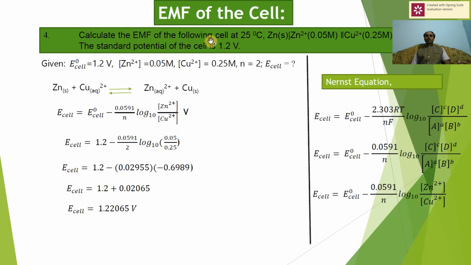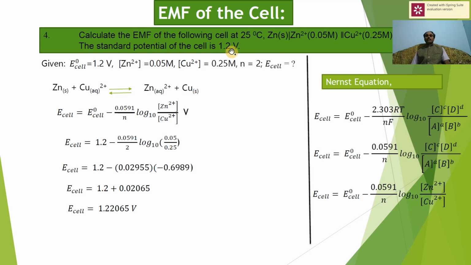Calculate the EMF of the following cell at 25 degrees Celsius. Zinc, zinc sulfate, Zn2+ molar concentration of 0.05 molar, double vertical line, that is the salt bridge, Cu2+ 0.25 molar, vertical line, copper. The standard potential of the cell is 1.2 volt. Now straightforwardly they have asked to calculate the EMF of the following cell. This is the cell representation of the particular cell. The potential of this is given, that is 1.2 volt.